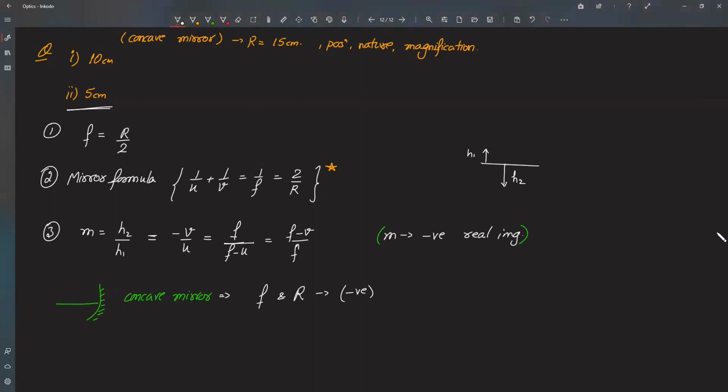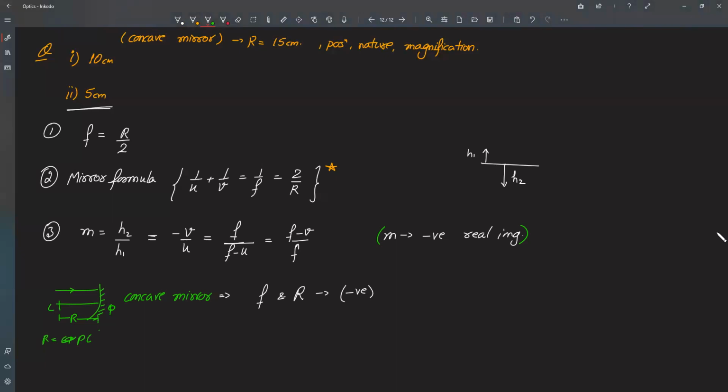As per our sign convention, anything which is in the opposite direction of the incident ray is negative. You can see the incident ray will be in this direction, and the radius of curvature, because everything has to be measured from the pole, say for example this is P, this is C, radius of curvature is CP, from pole to C. That is against the direction of the incident ray, and that's why R will be negative and even F will be negative in case of a concave mirror.